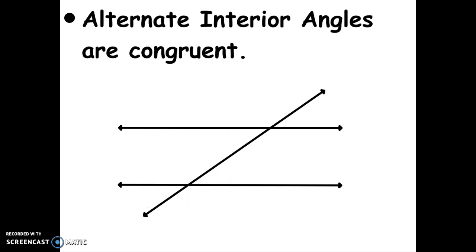Next, alternate interior angles are also congruent. By alternate, we mean on opposite sides of the transversal. And by interior, we mean inside of the parallel lines, so it's going to be in this area here. So we have this angle, and the alternate interior angle is this. These are congruent. And also right here, this angle is congruent to this angle. They are alternate interior, or congruent, angles.